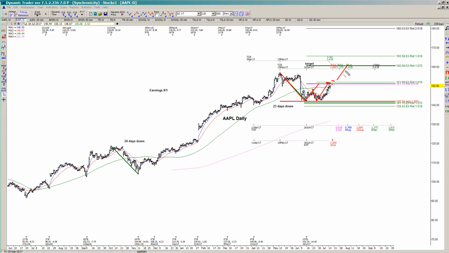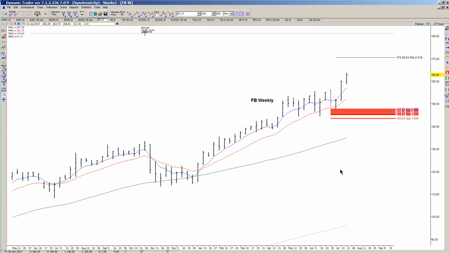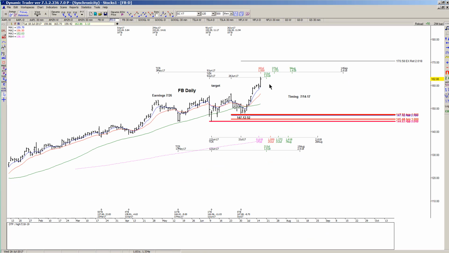But I'll give you an example of stocks that are making those targets. And check this out. Amazon. Well, Amazon is actually just short of the target off of this last low. Facebook, okay, after holding that weekly support, it made two targets on the upside. Third target would be the 170.58, but it's definitely time to ratchet up stops.